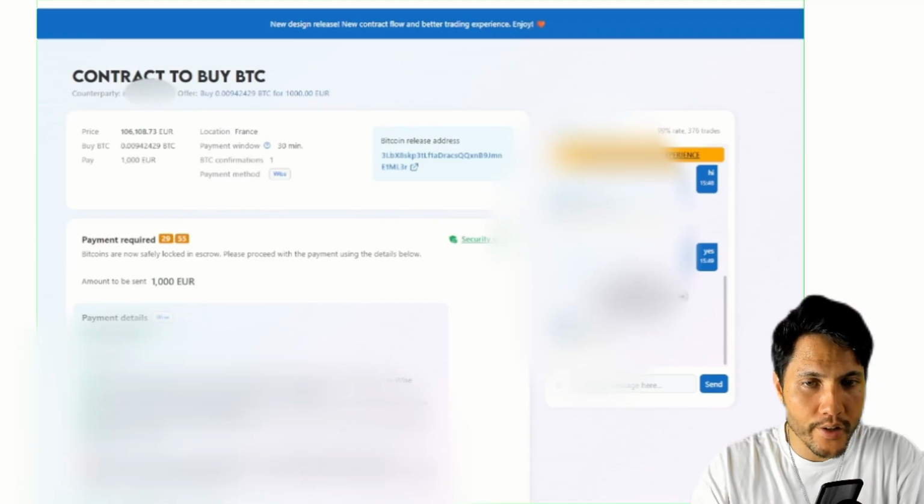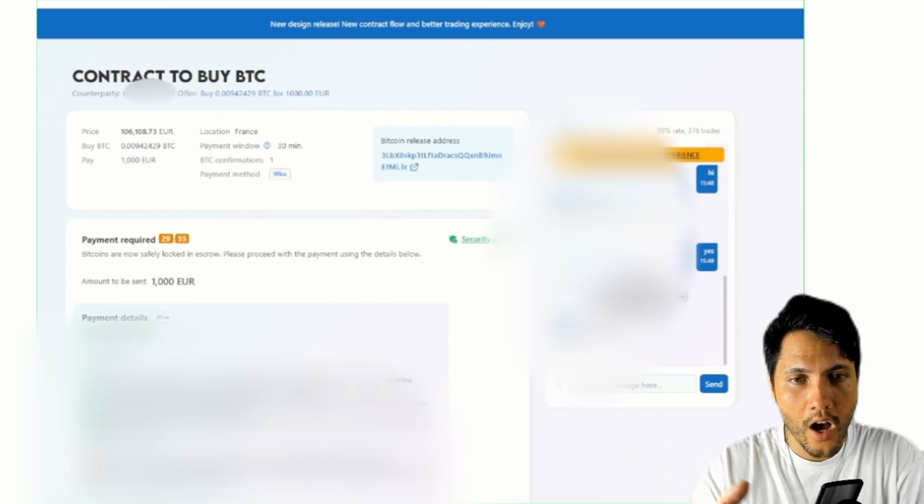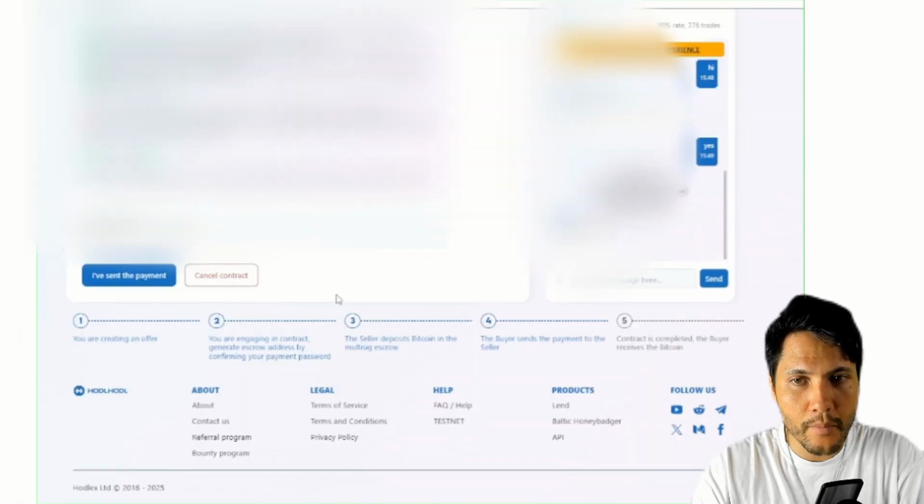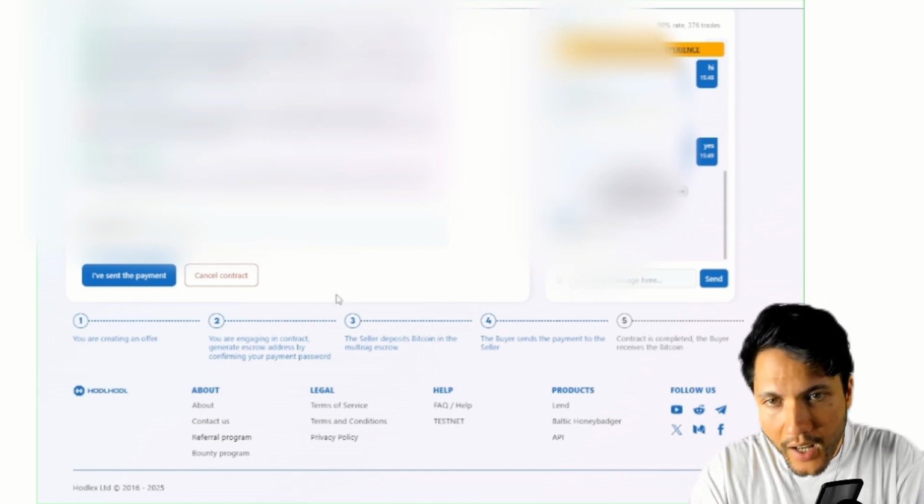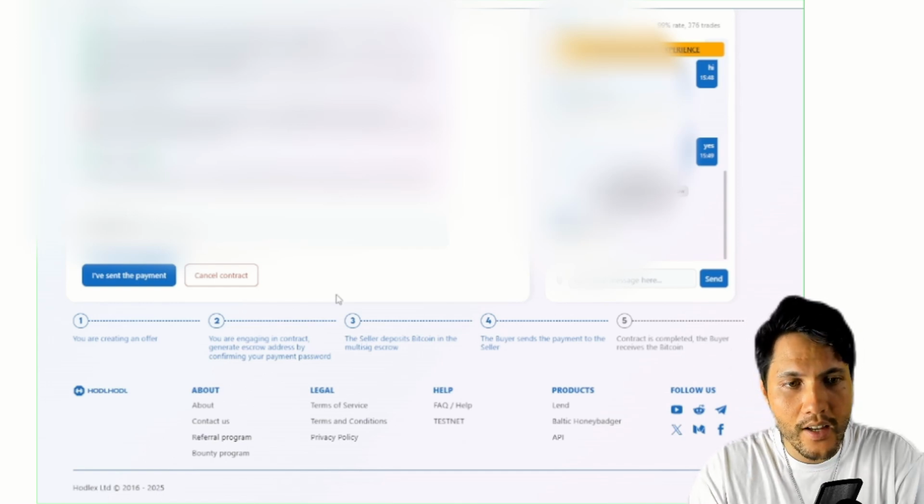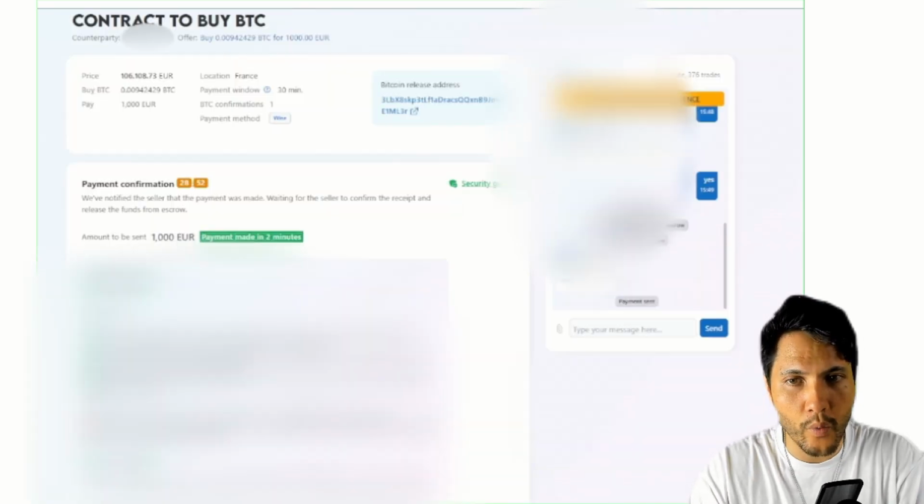Because this person has sent me his payment information, this is by TransferWise, it's a Wise tag, I'm going to go through Wise, which I'm not going to show you, and I'm going to make payment to this person, and once he receives it, then it should be done. Now, once I've sent it, I can click I've sent the payment, and that's pretty self-explanatory. Once I've clicked I sent payment, then everything is locked in.